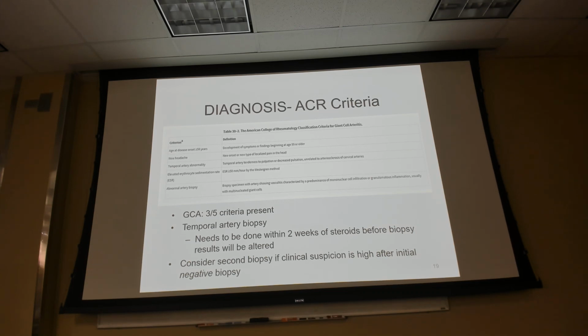Diagnosis. Here are the ACR criteria. We know that it is GCA if at least 3 of these things are there. As we look at these, that would be age over 50, new headache, temporal artery abnormality, an ESR that is elevated over 50, and if we were doing an artery biopsy, which you wouldn't want to be doing from a primary care aspect, if it is abnormal, then that could be one of the criteria as well.